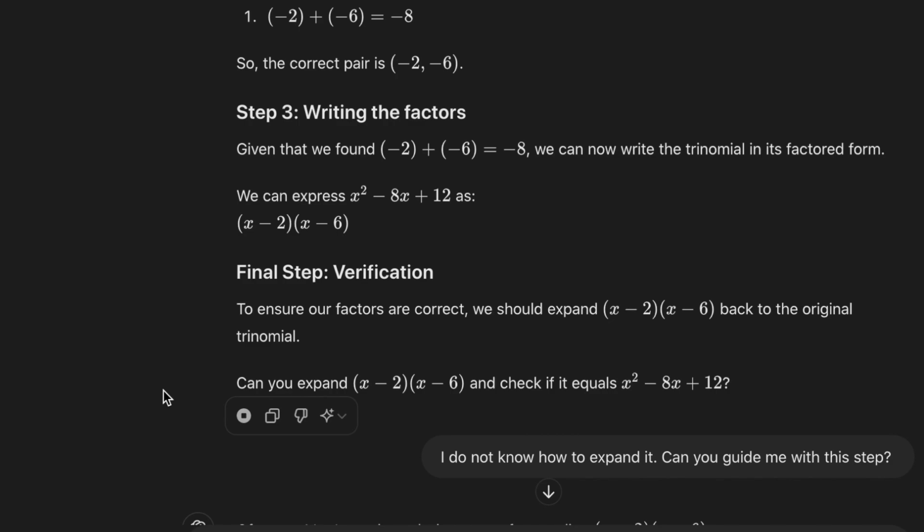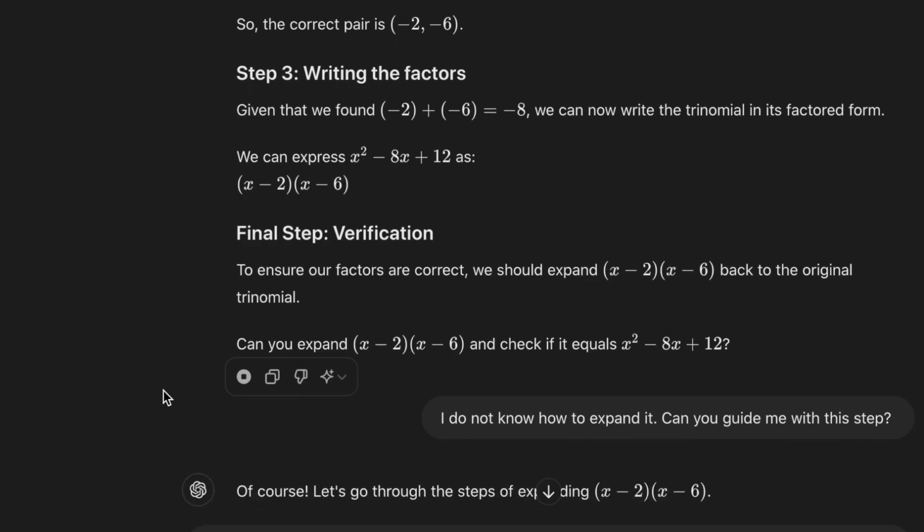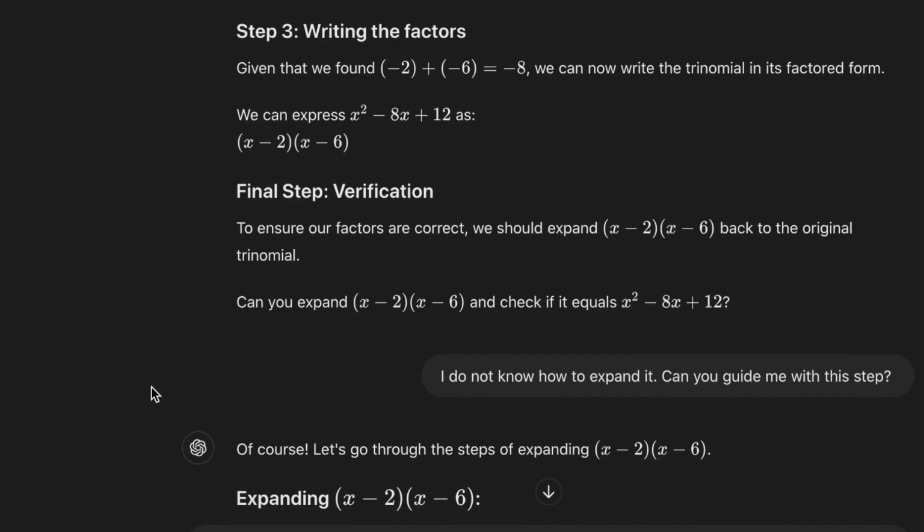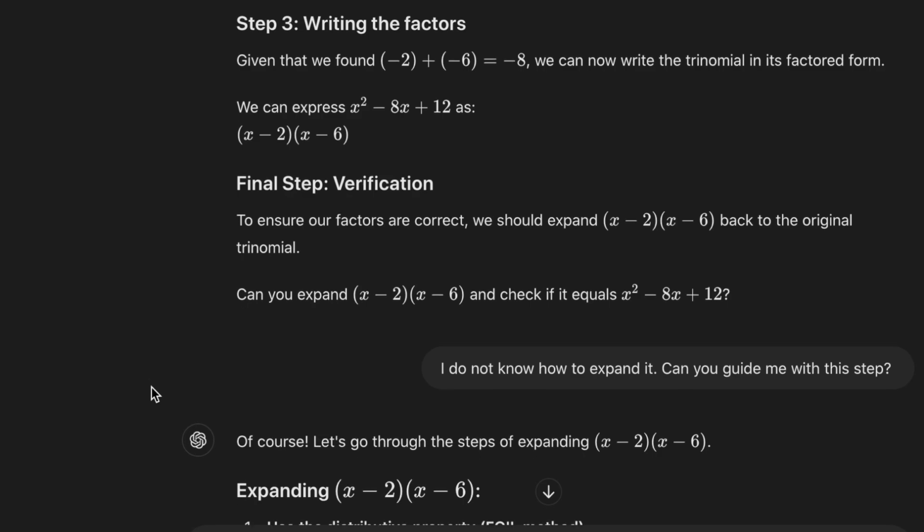Final step, verification. To ensure our factors are correct, we should expand (x minus 2)(x minus 6) back to the original trinomial. Can you expand (x minus 2)(x minus 6) and check if it equals x squared minus 8x plus 12? This is a good question for me because I do not know how to expand it in order to check the answer. So I ask, I do not know how to expand it. Can you guide me with this process?